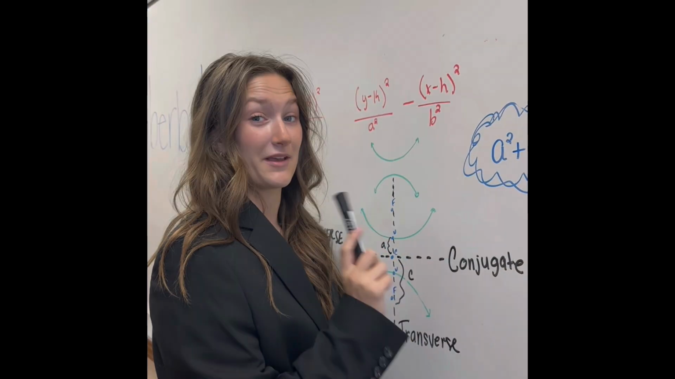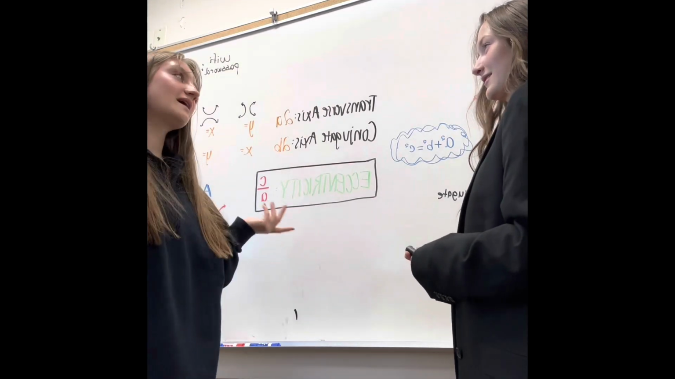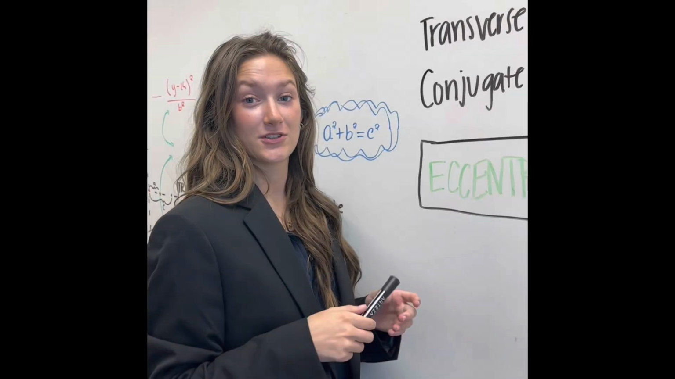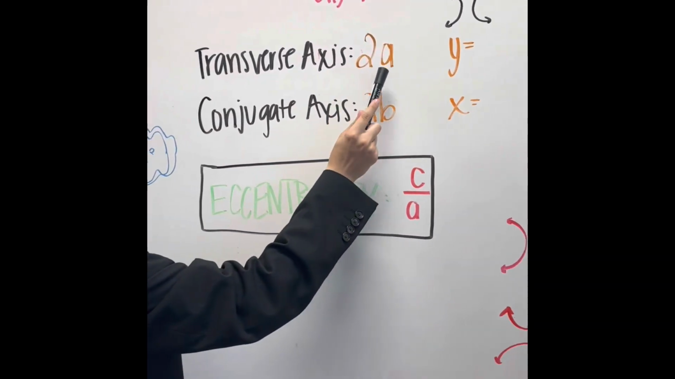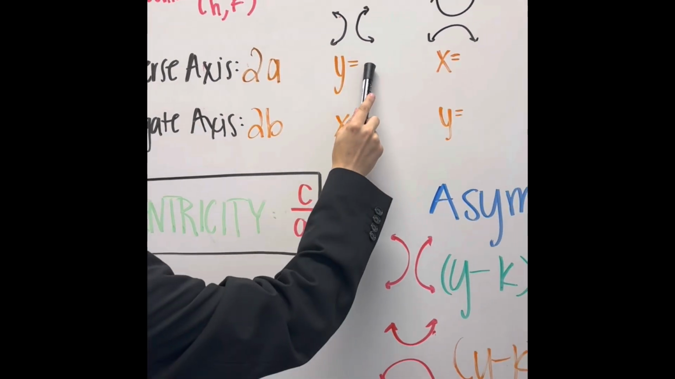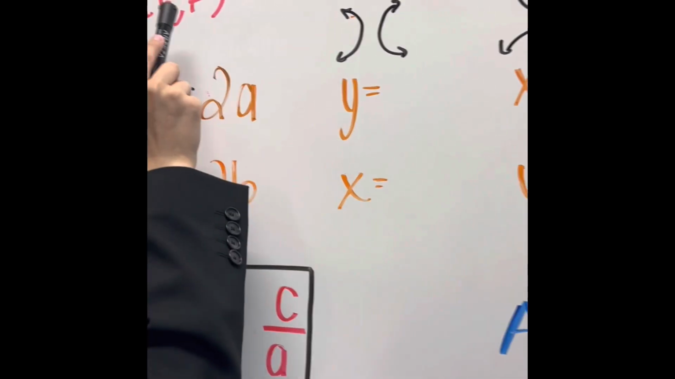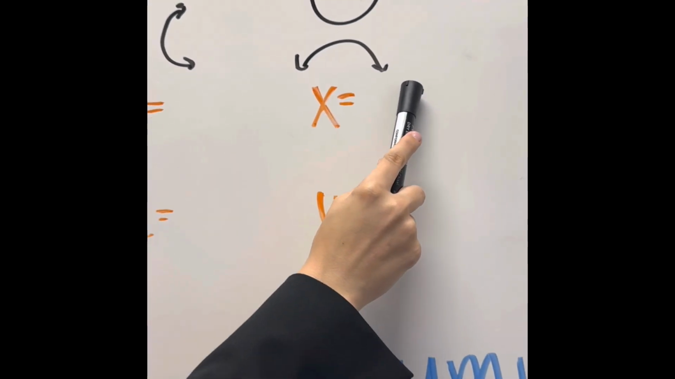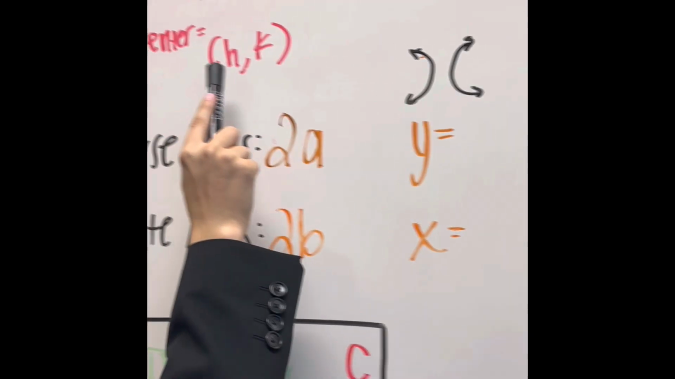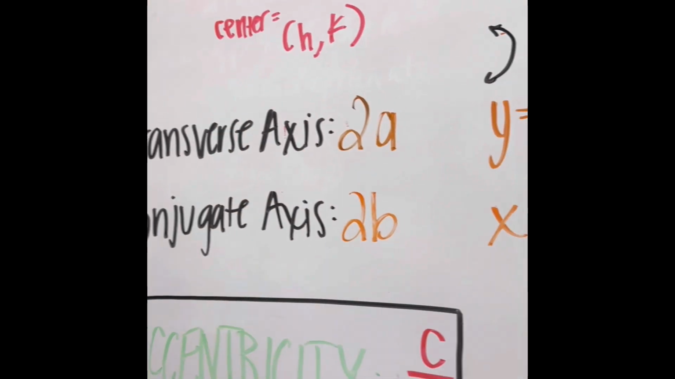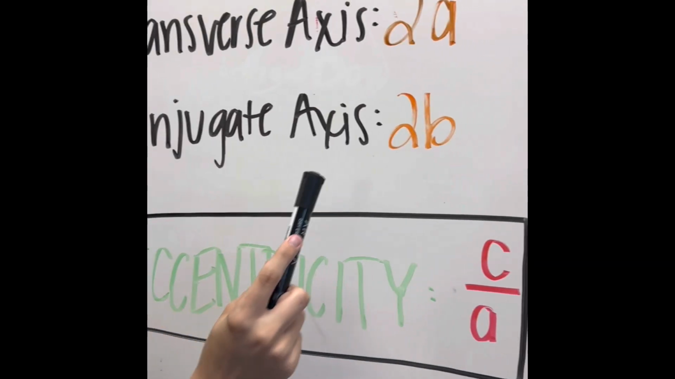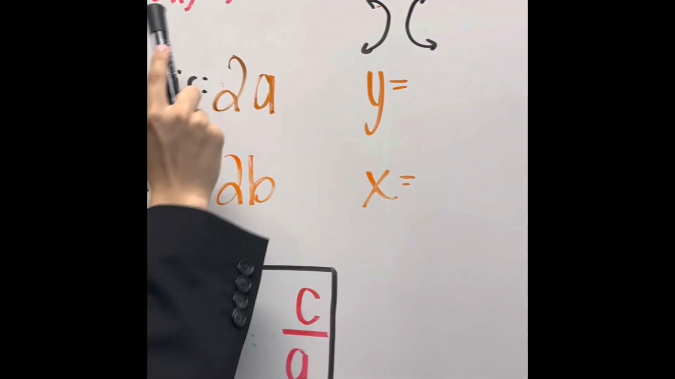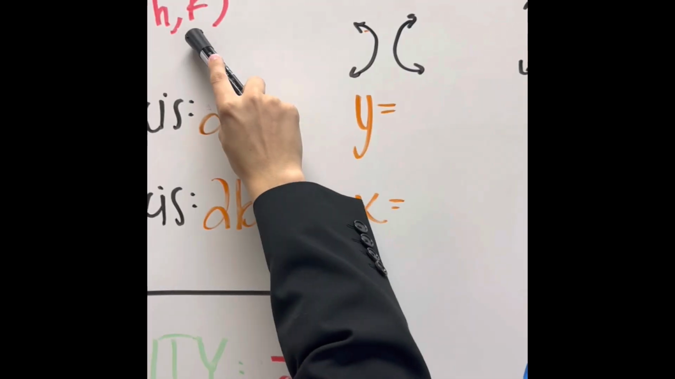Never minus, always plus. Okay, well, that makes sense, but how do I know the difference between the transverse and conjugate axis equations? So, the transverse axis length will always be 2a. When it is a horizontal equation, y will equal k, and the k comes from the center. But when it is a vertical equation, the transverse axis equation will be x equals h, which also comes from the center. For the conjugate axis, its length is 2b. So for horizontal, x will equal h, and for vertical, y will equal k, which comes from the center.